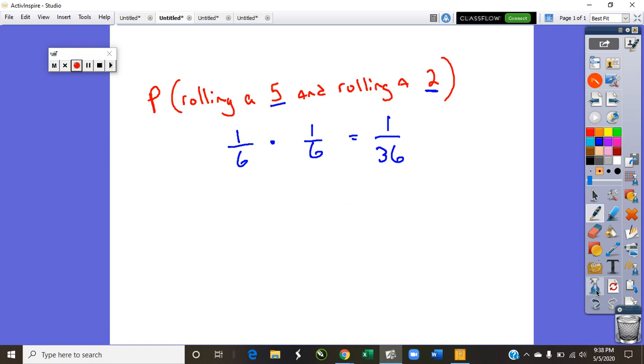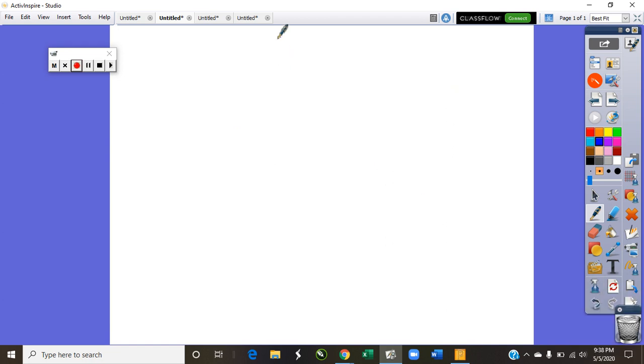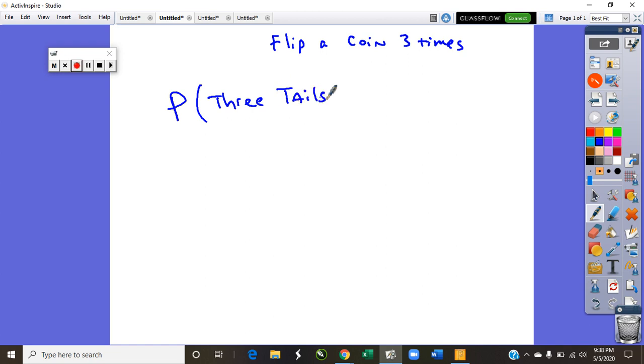Now, let's say I take a coin and I flip a coin 3 times. Even if it's only one coin and I flip it 3 times in a row, they're still independent, because it doesn't matter what I flip on that first one. It's not going to have any effect on what I get on the second one. It's not like if I flip a heads, the weight distribution is going to be different on the second one, so now I'm more likely to get a heads. Baloney. So let's say I wanted to find the probability of getting 3 tails in a row.